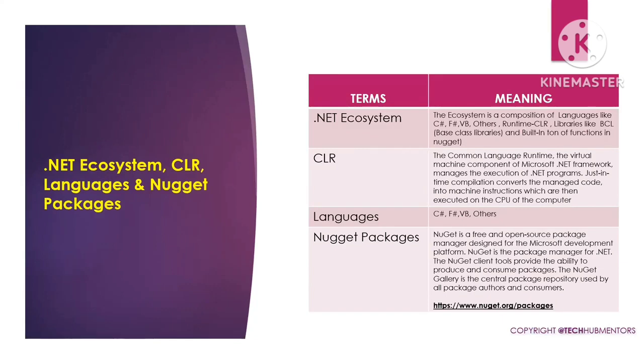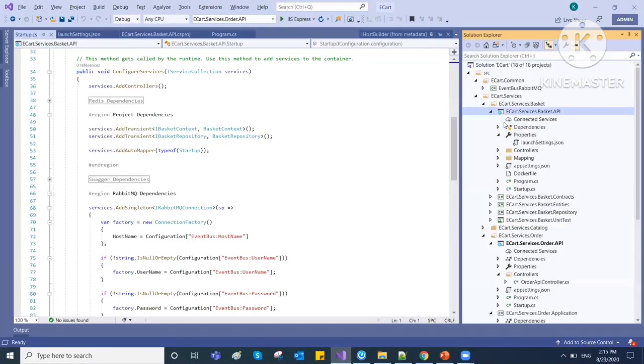It is everything in .NET. CLR, you have started with the CLR. This is the main execution engine of .NET programs, how we execute programs using the CLR, the Common Language Runtime. Languages: .NET supports these languages, and others as well. NuGet packages: it's a marketplace where all the packages and libraries are included. You can go through this link and see all the packages available.